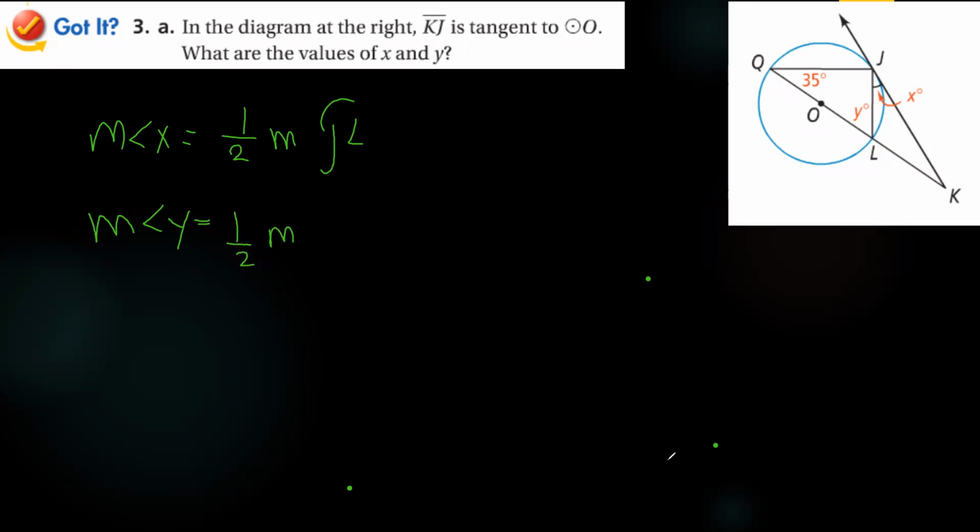Teacher, it's not undefined because we can find it. Because they give us the angle JQL, which is 35. It's an inscribed angle. We can find it.